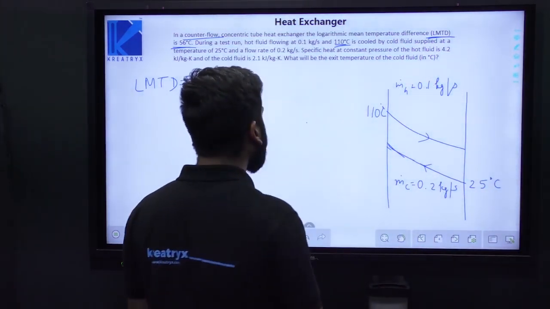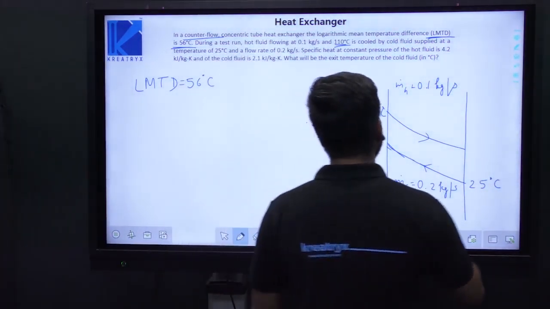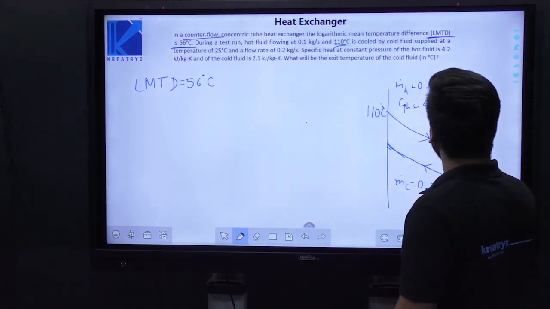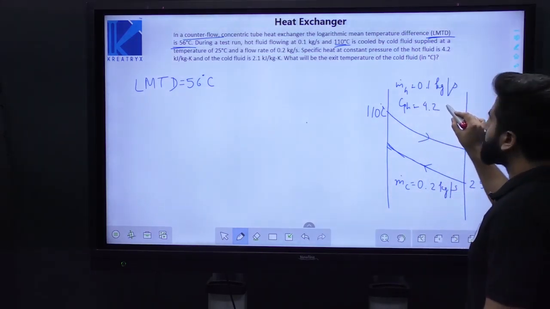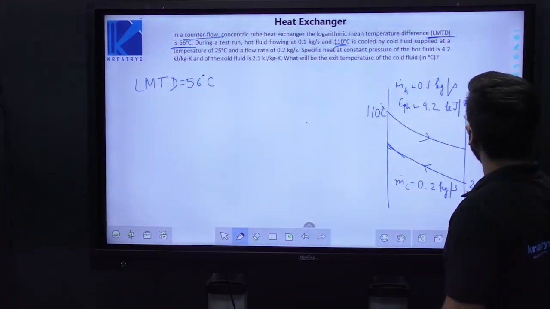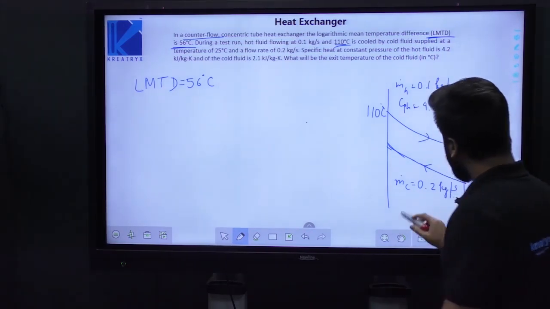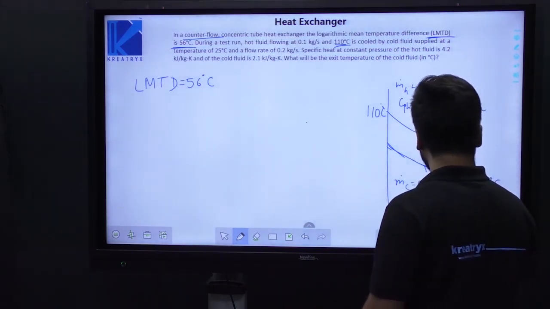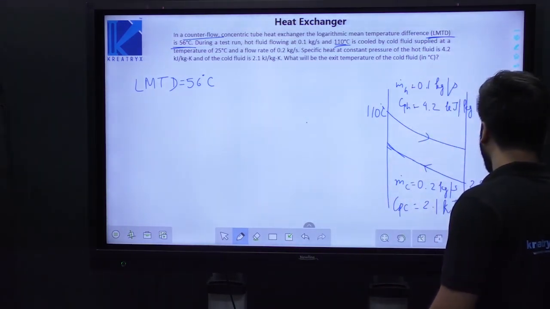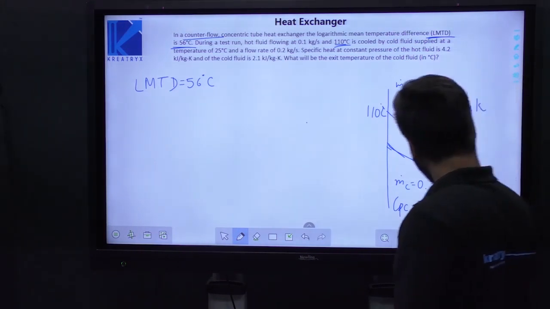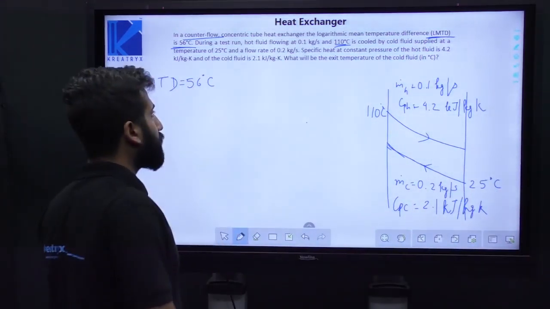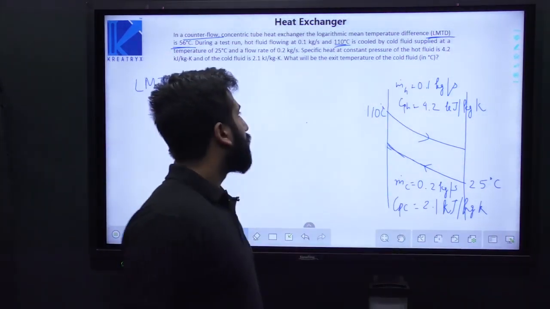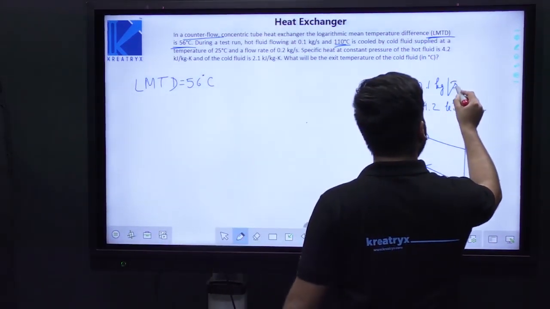Specific heat at constant pressure of the hot fluid is 4.2 kilojoule per kilogram Kelvin. So that means CPH is 4.2. I'm not writing the units here because there is less space. Let me write it. Kilojoule per kilogram Kelvin. And CPC is 2.1 kilojoule per kilogram Kelvin. Okay. So what will be the exit temperature of the cold fluid? So many of the students, what they will do, they will start energy conservation and other methods.